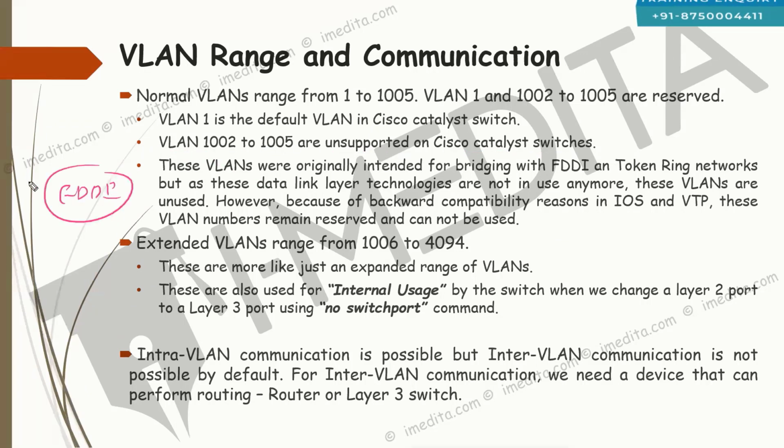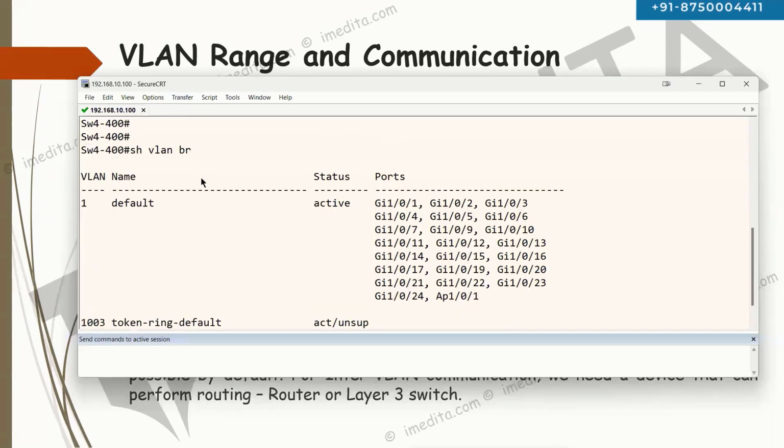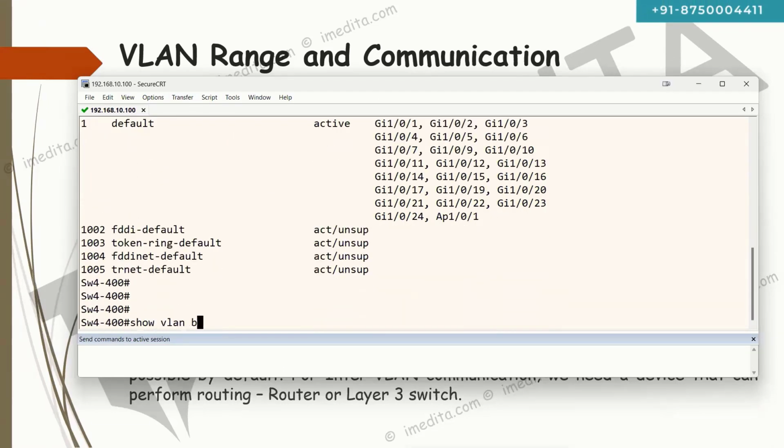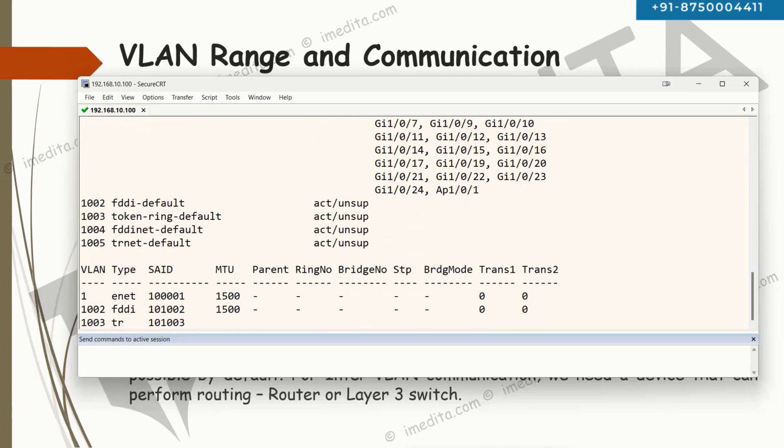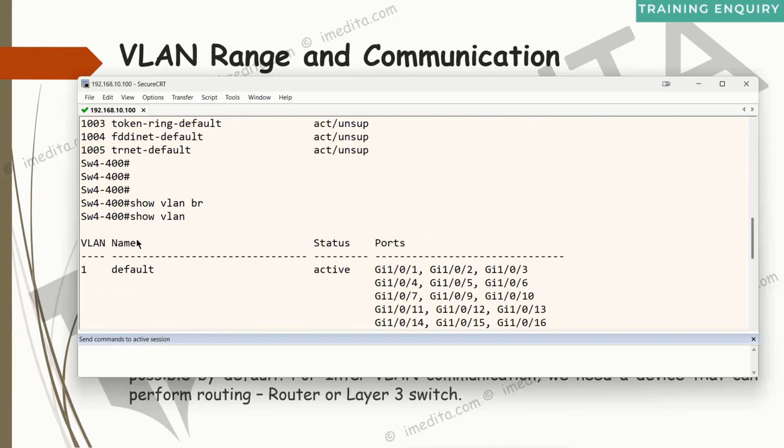When we used to have these FDDI token ring networks, we used to use VLANs 1002, 1003, 1004, 1005. But on a modern Catalyst switch platform, you will notice that these VLANs are unsupported. If I use the command show vlan brief, I will be able to see what VLANs are there by default on the switch. I went ahead on the switch and I'm checking the command show vlan brief. If you don't use the brief keyword, it will give you the information in great detail, about all the types of VLANs that you can have.